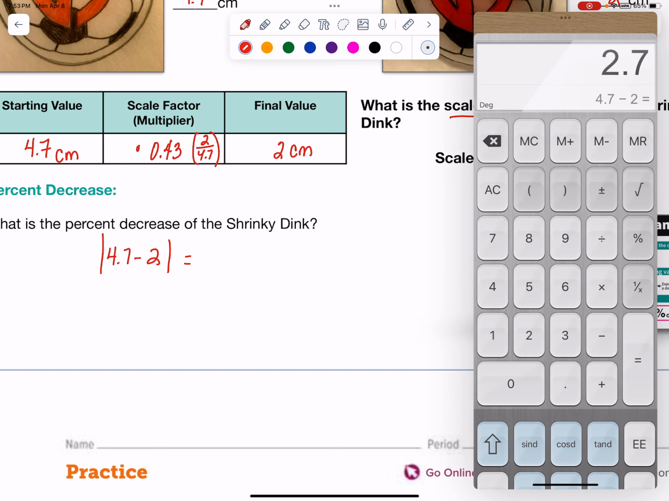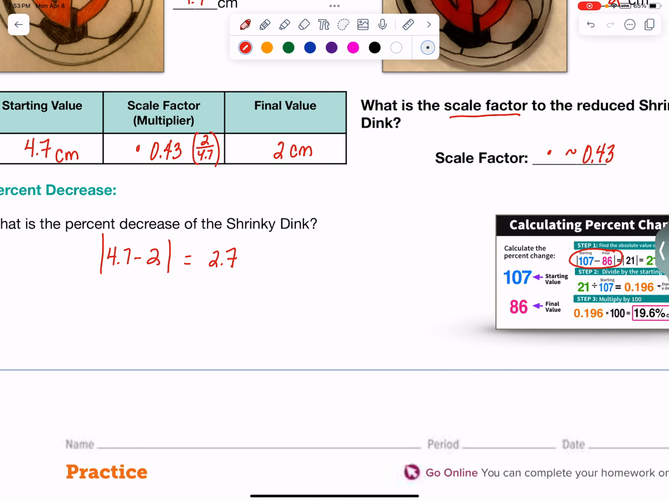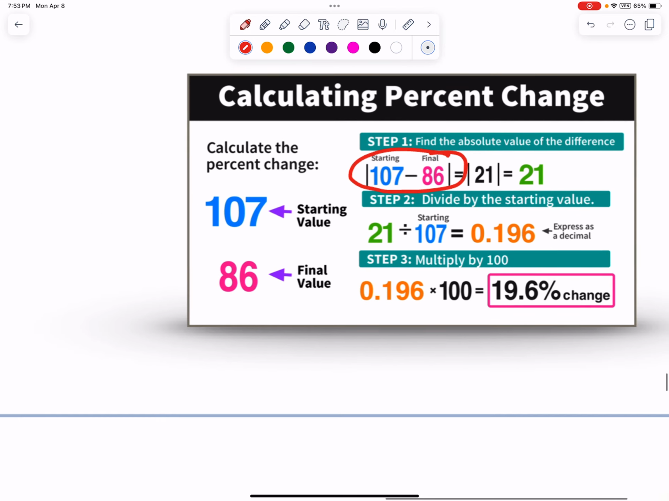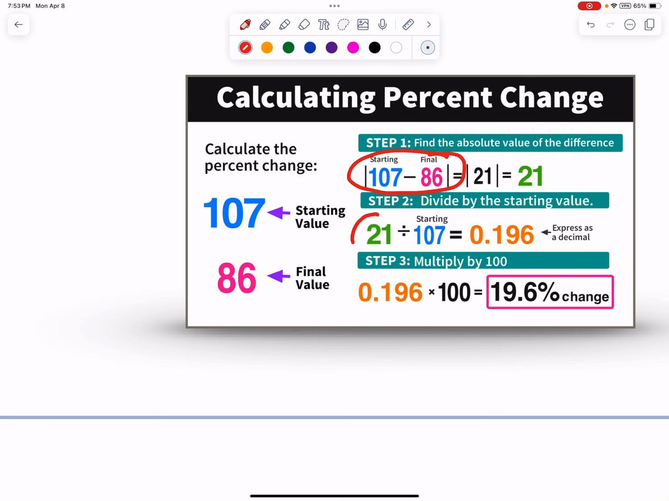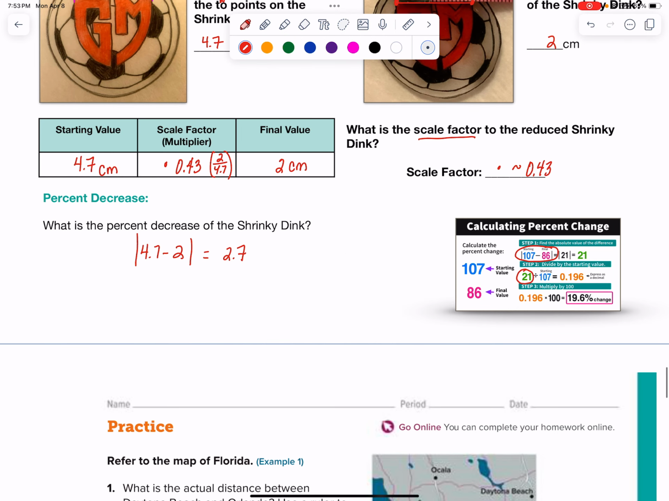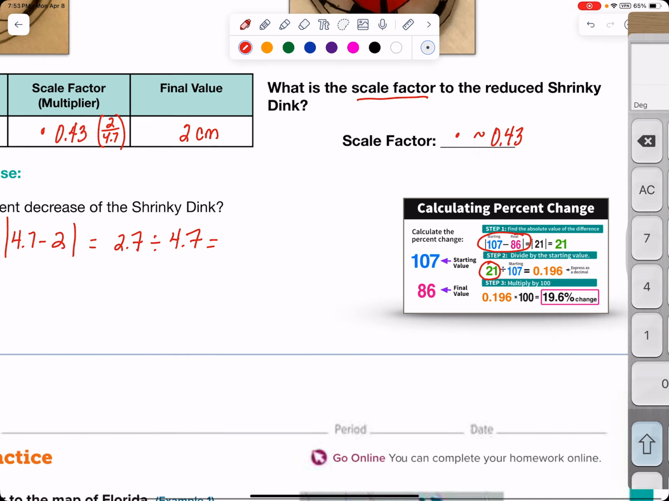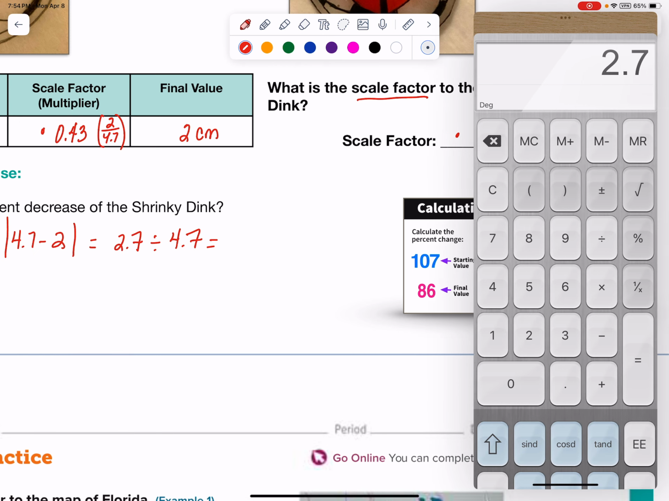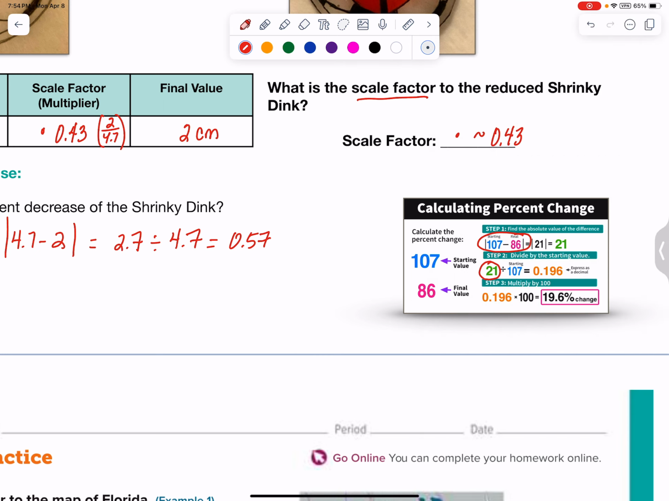4.7 minus 2. It's a positive anyway, so it doesn't really matter. So we have a change of 2.7. Then we take that change and divide it by the starting, and the starting was 4.7. Let's see what we get as a decimal. So 2.7 divided by 4.7 gets us this decimal of 0.574. Let's just cut it off there.